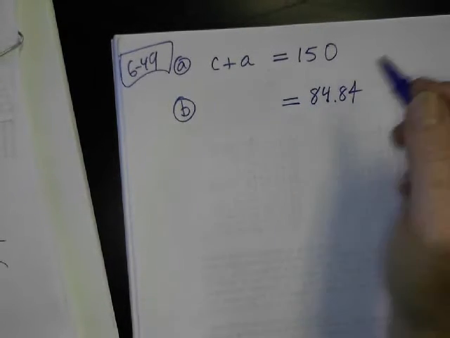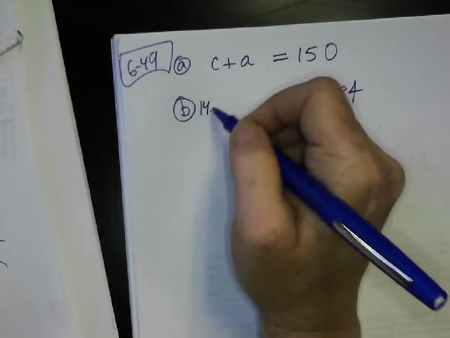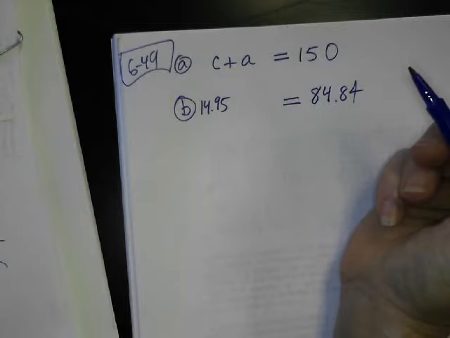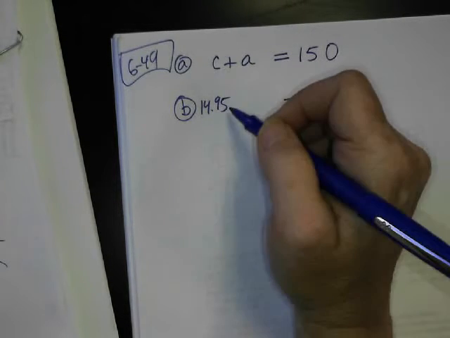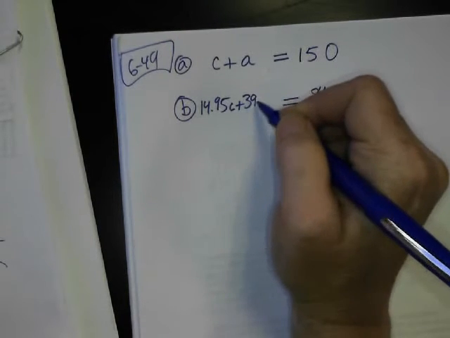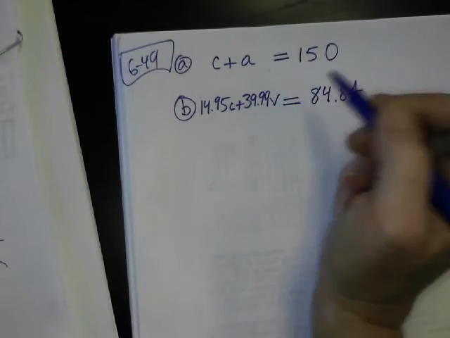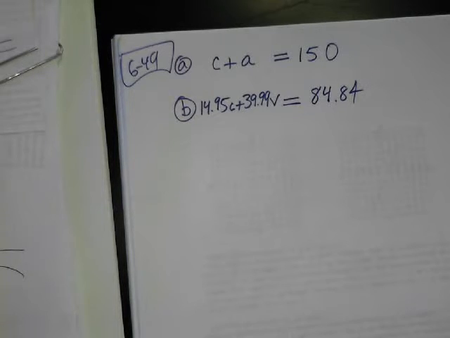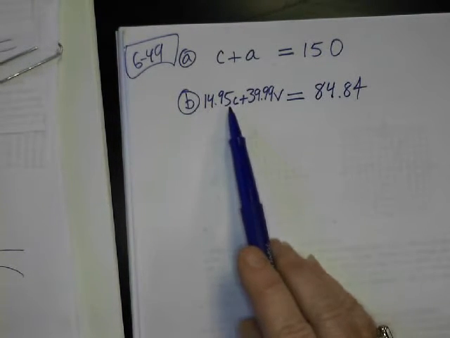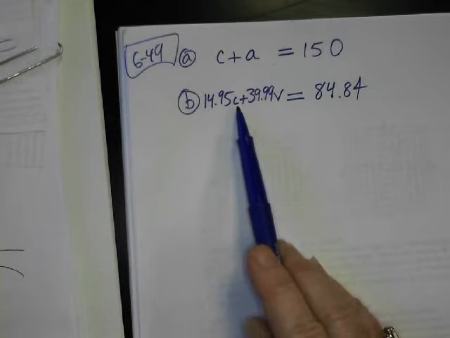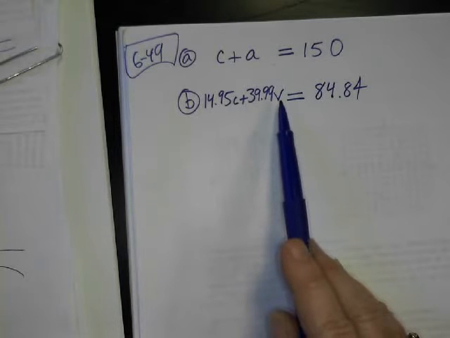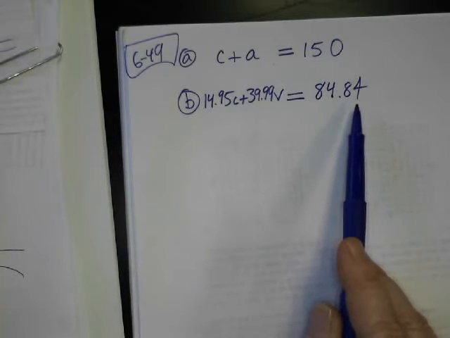But yes, because $14.95, I didn't leave enough room. $14.95, and then we wanted to use the letter C for CDs. Yep. And then $39.99 times V. Yeah, that looks perfect, and it makes sense because this says $14.95 times however many CDs plus $39.99 times however many videos is all going to add up to that much money.